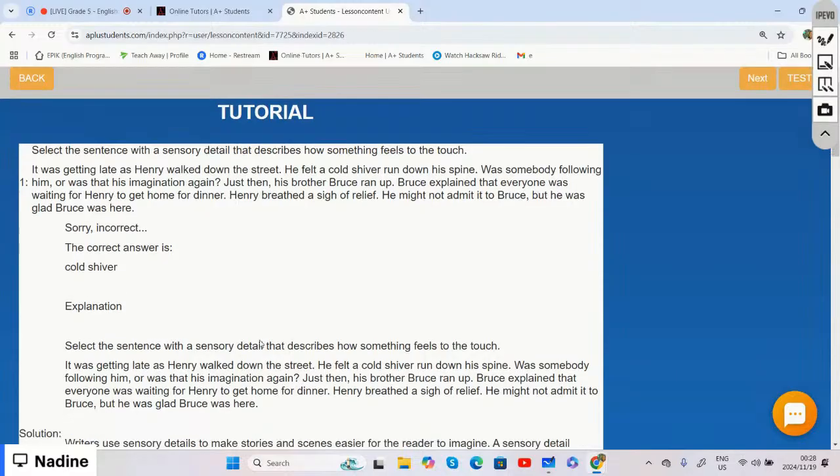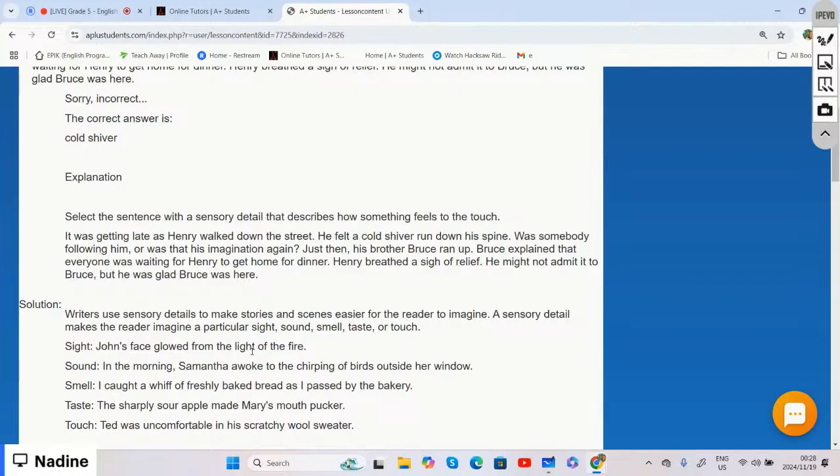All right. And we said that writers use sensory details to make stories and scenes easier for the readers to imagine. And we are the readers. Any person that picks up a book and reads something, we are those readers, right? A sensory detail makes the reader imagine a particular sight, things that we can see, a particular sound, things that we can hear, or a particular smell, taste, or touch.